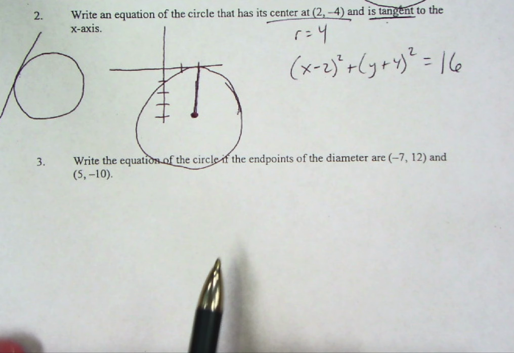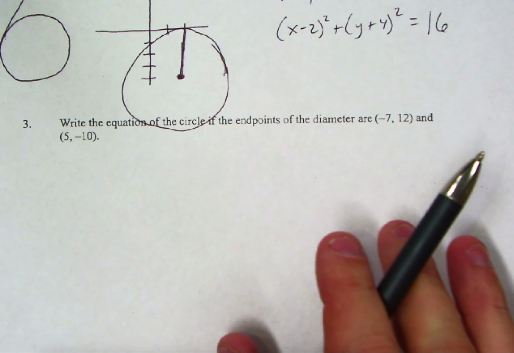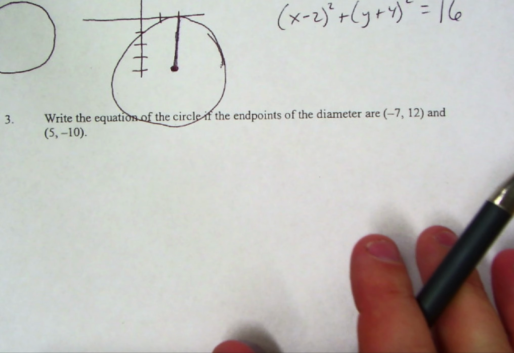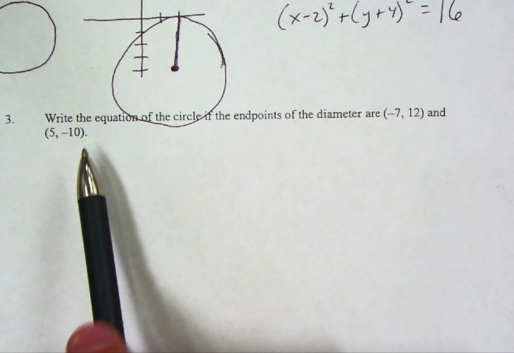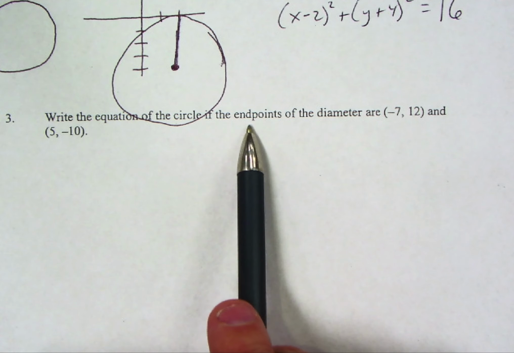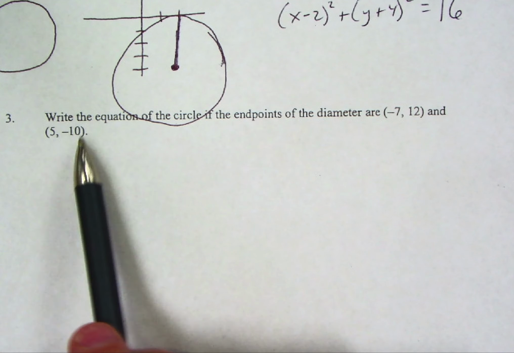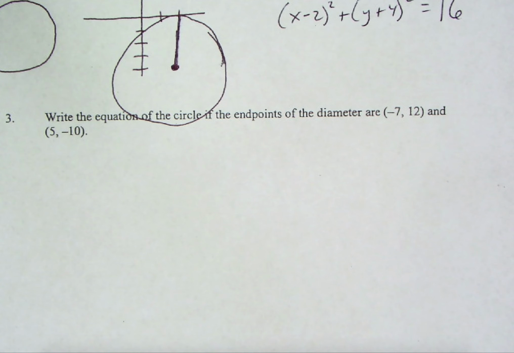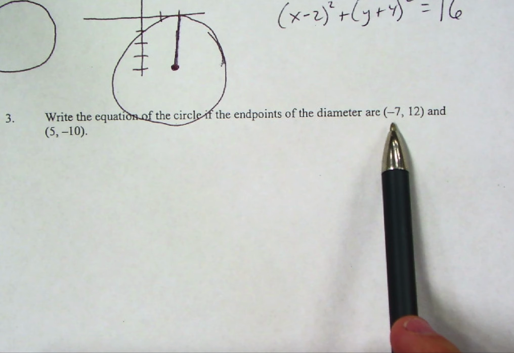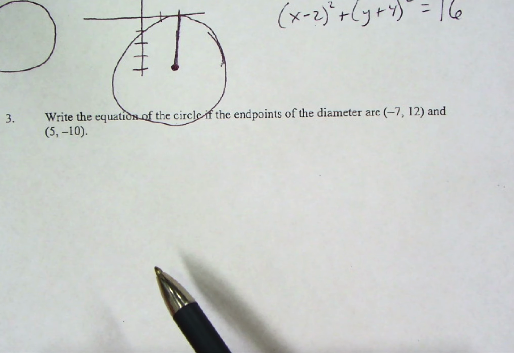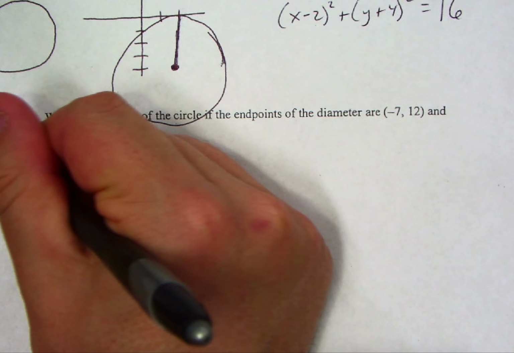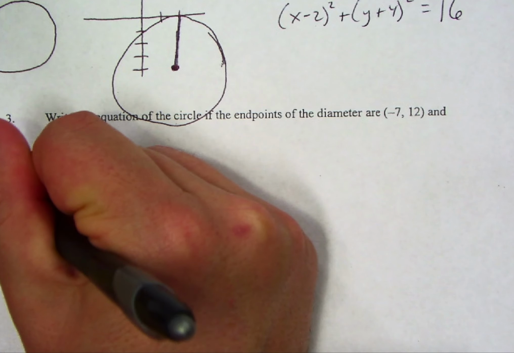Number 3 is one that we actually did first semester. We did the same exact type of problem. I'll bring it back because it does involve some distance formula and stuff like that. But write the equation of the circle if the endpoints of the diameter are -7, 12, and 5, -10. Well, if we're writing the equation of a circle, we have to know 2 things. We have to know what's the center and what's the radius.